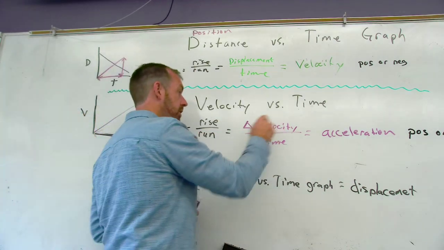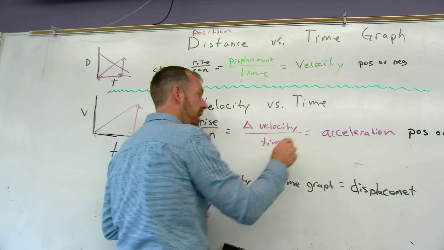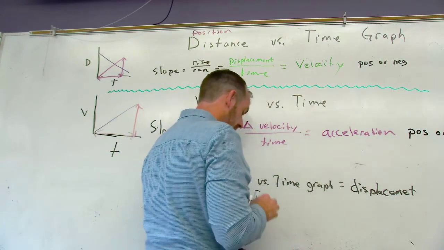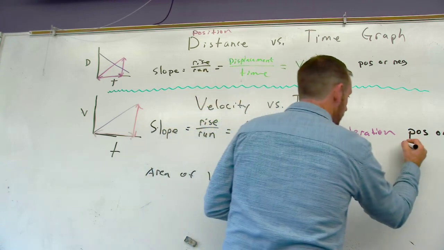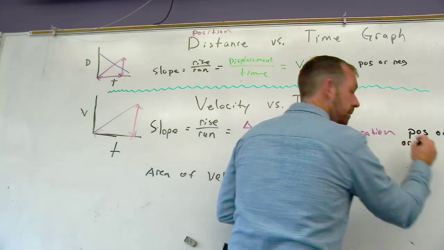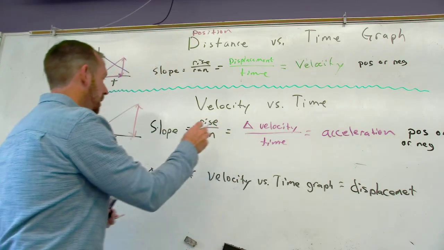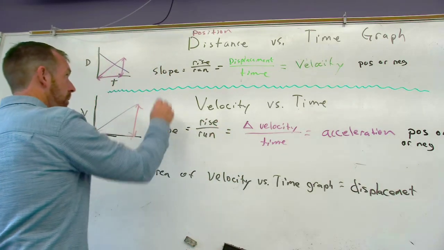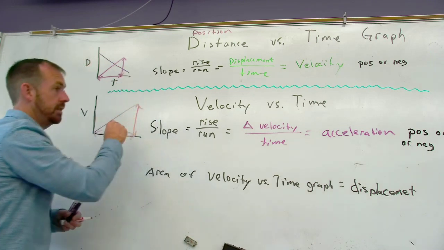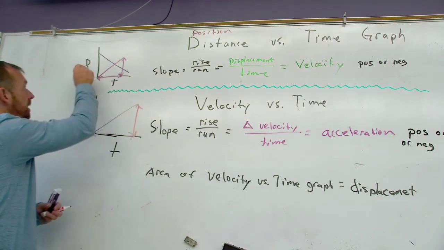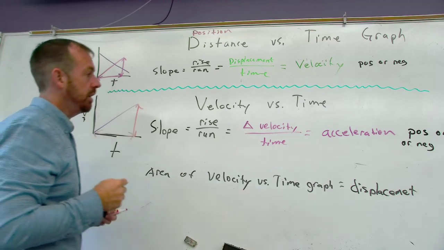And so this equation should look familiar as well. Change in velocity over time equals acceleration. Again, it can be a positive or a negative. So the slope of these two different graphs can be velocity or acceleration depending on, is it velocity here or is it distance, position there.